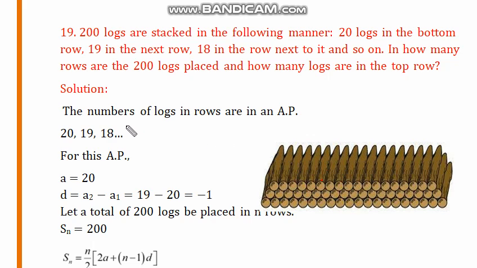So we know that the logs form an AP: 20, 19, 18, and so on. So the first term is 20, and the common difference is minus 1, since it is decreasing by 1. The total number of logs is 200. We know Sn, the first term and the common difference, and then how do we find the number of rows?